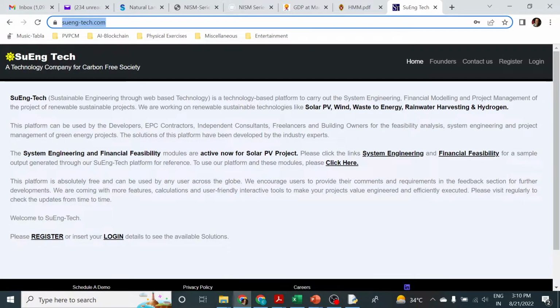Hello friends, today we shall talk about a solar PV software which is designed by a startup Suveng.